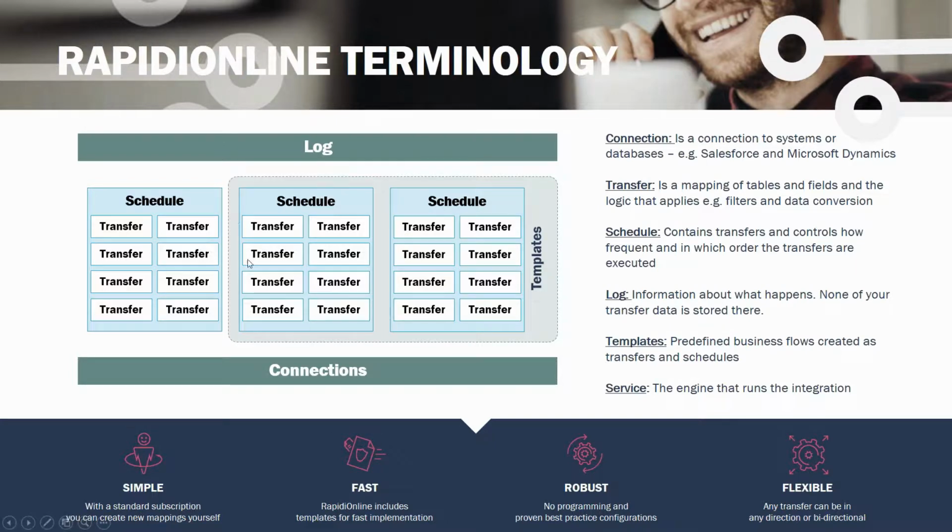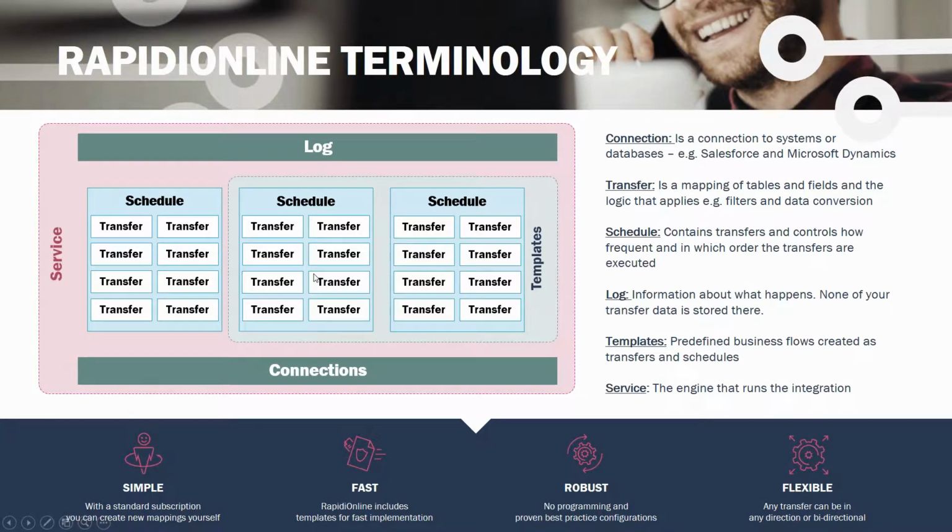And all of these different functionalities are stored in what we call a service, and a service is basically the engine that runs the entire integration. If you have a need to process a lot of data within a short term, or if you have some transfers that are highly critical that they run right away, you have the possibility to add additional services so you can run parallel synchronizations between the two systems. So the system here in the integration is fully scalable.